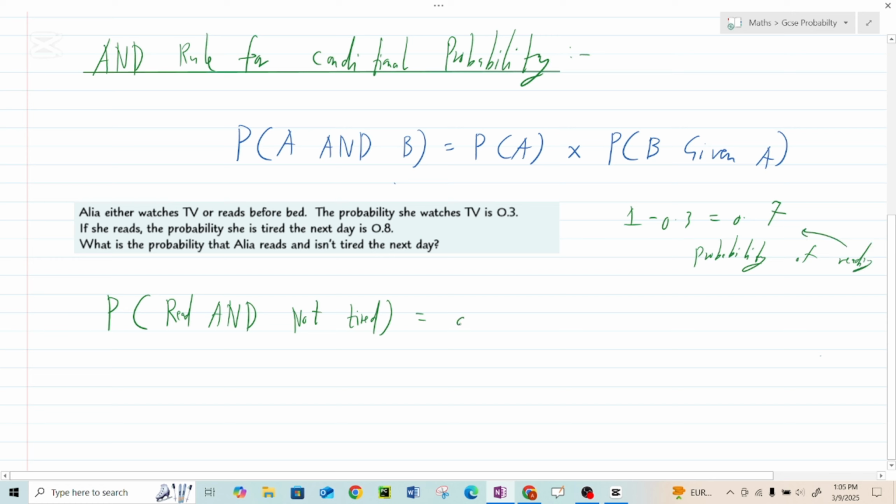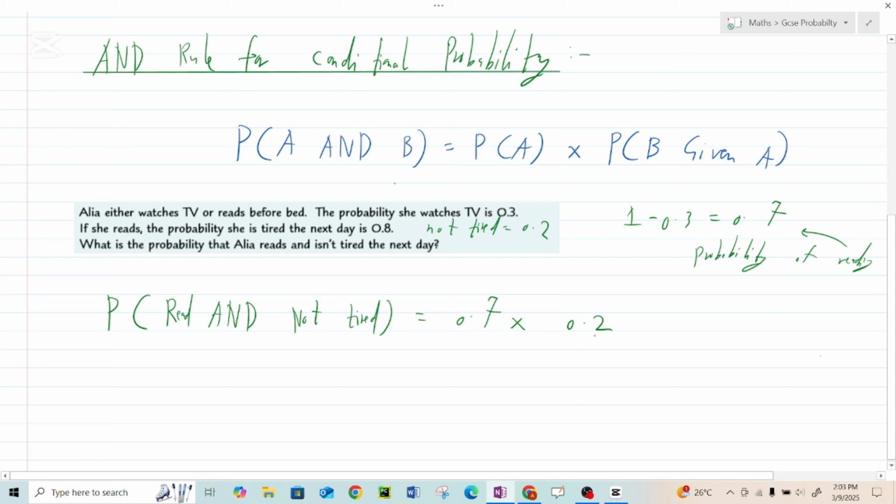That's this. So 0.7 multiplied by what? The probability of B given A has happened. B is what? B is not tired given reading has happened. So if she reads, okay, so that has happened. The probability that she is tired the next day is 0.8. So that she is not tired will be 0.2. Because remember, probability always has to add up to 1. So if we know 0.8, we can subtract that from 1 and we get 0.2. So that's going to be 0.2 in this case.